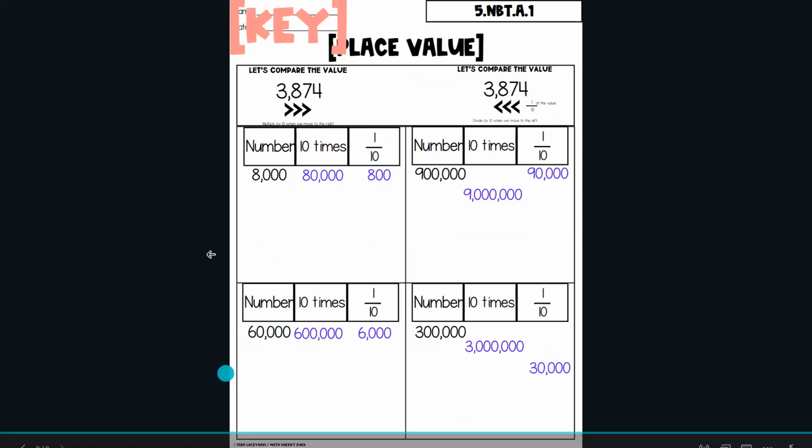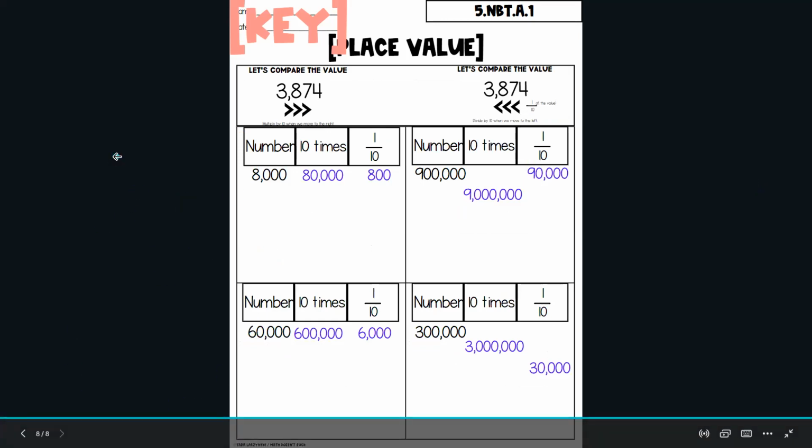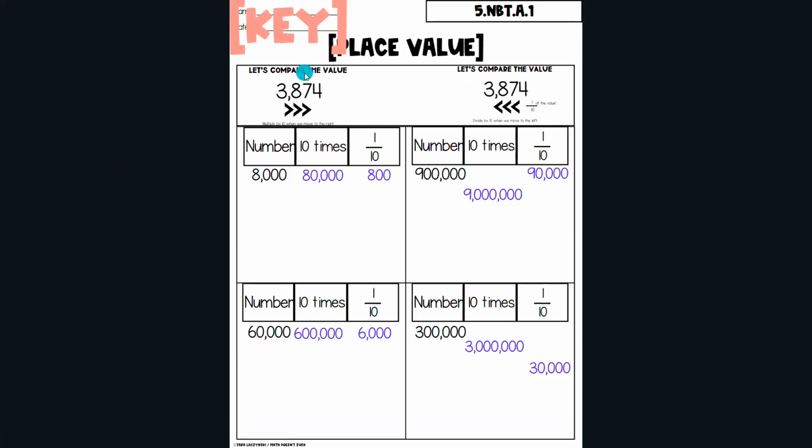All right, my friends, let's take a look at our place value. Now we are talking about two things. We're talking about what 10 times that value would be, and what 1/10 of that value is. We can think of this as, if I multiply this number times 10, what do I get? And if I divide this number by 10, what do I get? Because 1/10 is really cutting something into 10 pieces and taking one of them. That's the same as dividing by 10.